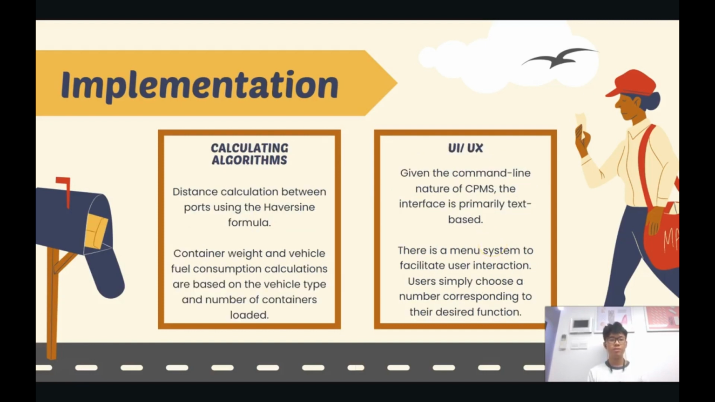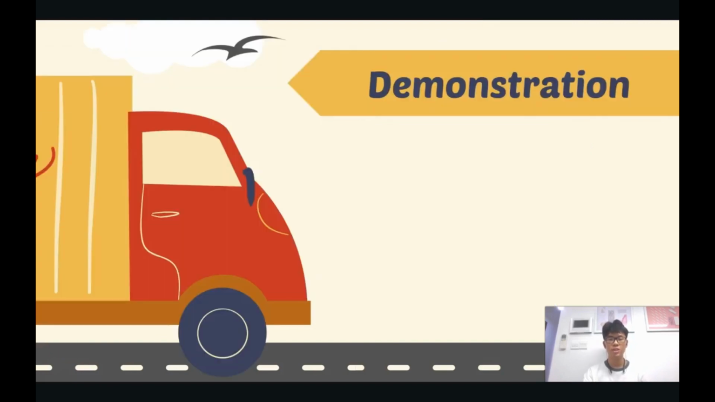To ensure the precision of our system, we also incorporate many algorithms, one of which is the distance calculation between the ports using the Haversine formula. The container weight and vehicle fuel consumption are calculated based on the vehicle type and the number of containers that is loaded. The UI and UX of the system is mostly a command line interface, but we also incorporate a menu system to facilitate and further enhance the user experience. So to have a closer look at our application, we will move on to the demonstration.